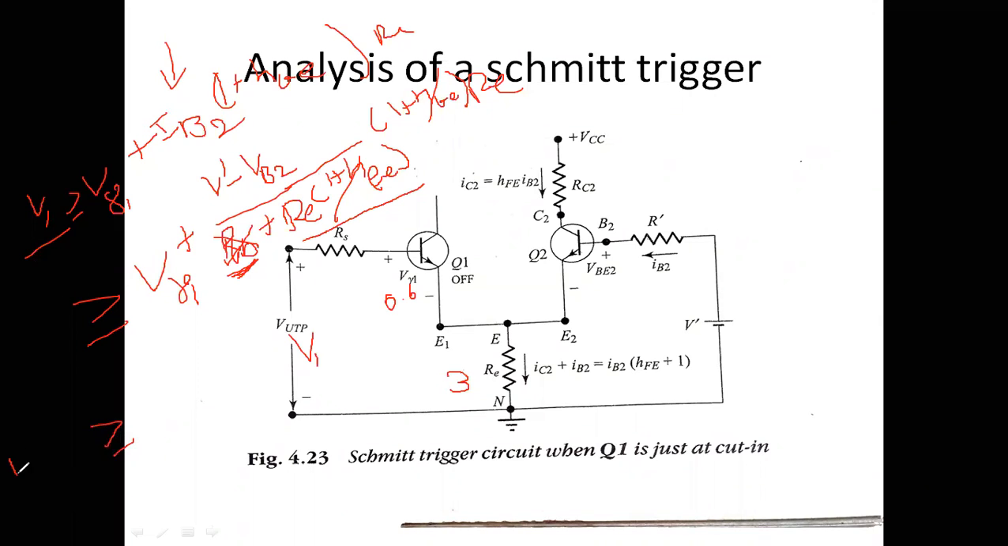V1 is nothing but the voltage at the upper triggering point. The voltage at the upper triggering point must be greater than V gamma. Here, V gamma 1, that is the breakdown voltage, plus V dash minus VBE2. This is not V2, it is VBE2.